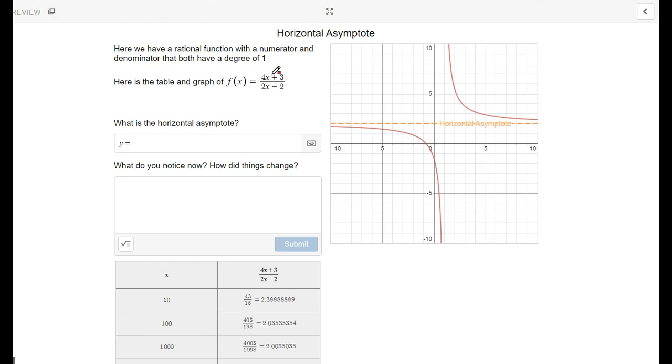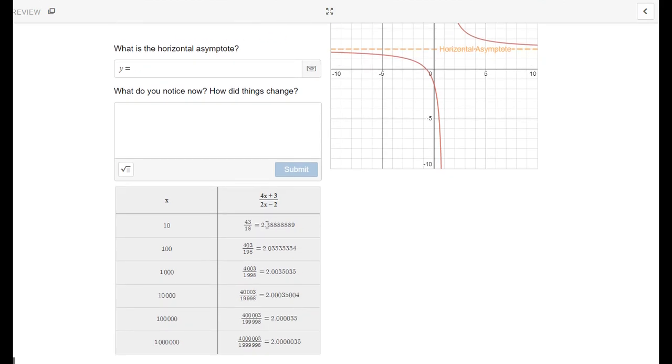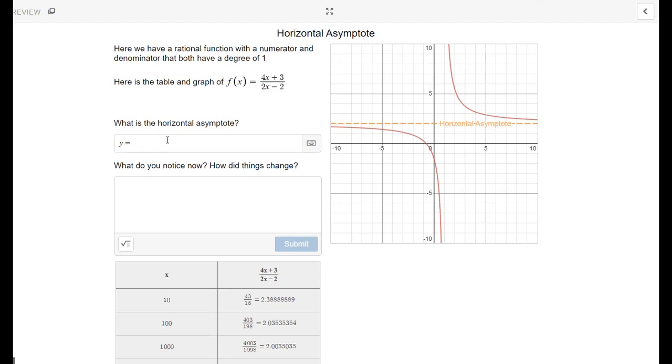So here we have two polynomials where their degree is also 1, okay? And this time the leading coefficients are 4 and 2. So what do we think is going to happen with this one in the long run? Looking at our graph over here, it looks like it's y equals 2 for our asymptote. And down here in our table, it looks like it's getting closer and closer to 2 as x gets bigger and bigger. So our asymptote is y equals 2.